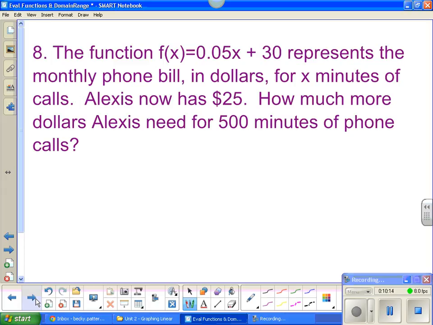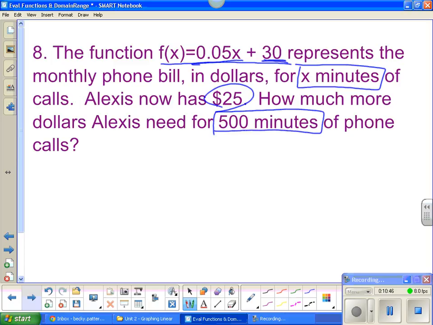The function f of x equals 0.05x plus 30 represents the monthly phone bill in dollars for x minutes of calls. Alexis now has $25. How much more dollars does Alexis need for 500 minutes of phone calls? So if this represents her phone bill, we know that they're going to charge her $30 up front, 5 cents a minute. X represents the number of minutes. She has $25. We don't need that information right now. We need to know that she wants to make 500 minutes of phone calls.